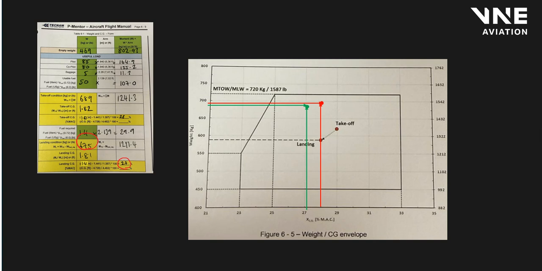Exactly the same for the landing. We can see the CG has moved forward a little bit. So we've got 27, and we've got a new weight of 675. And again, we can plot those on there. So if we get rid of the arrows, we can see red is our takeoff and green is our landing. So as we burn fuel, the center of gravity, or the percentage Mach, is going to move forwards, or the number is going to reduce as we go.